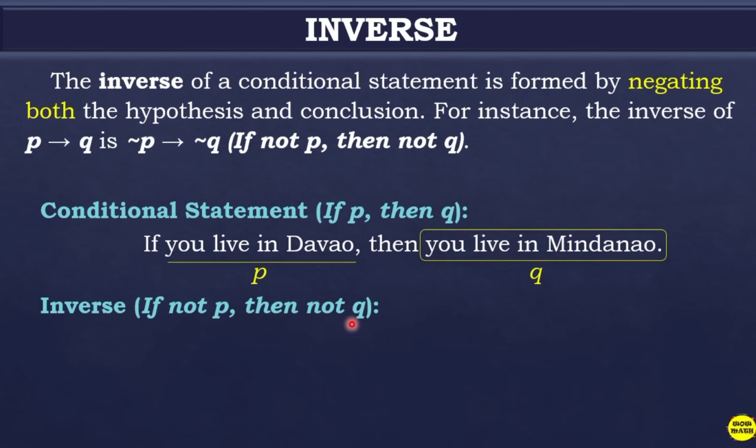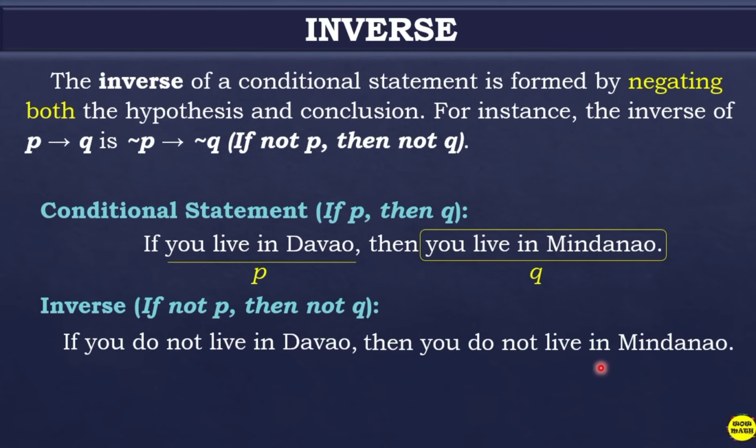So, as you can see, there's no need to interchange. You just have to negate both the hypothesis and the conclusion. So, wala kang kailangan i-interchange. So, gagawin lang po natin siyang negative. So, if you do not live in Davao, then you do not live in Mindanao. Okay? So, if you do not live in Davao, then you do not live in Mindanao.